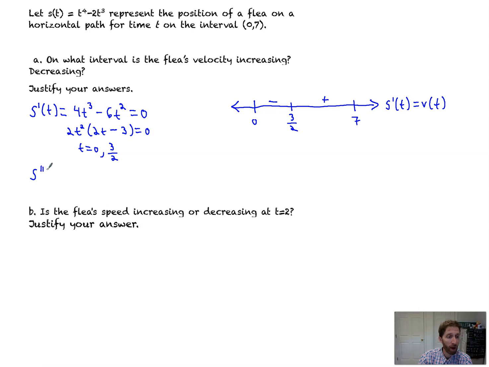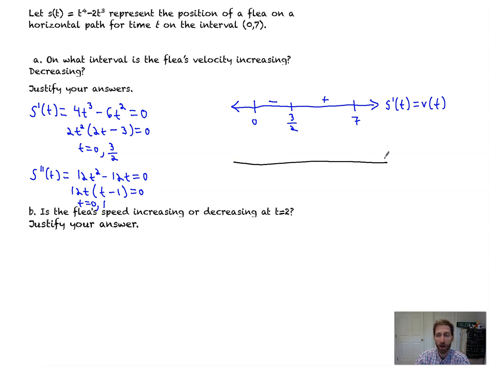S double prime of t, that derivative is going to be the derivative of this, which will be 12t squared minus 12t. Again, set it equal to 0. We want to figure out what its signs are doing. So 12t GCF times t minus 1 equals 0. And again, we'd have t equals 0 and t equal to 1 where the sign of the acceleration could change. All right, I'm going to do that in a different color.